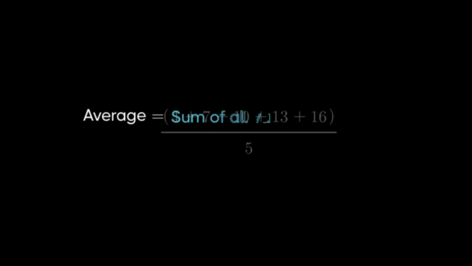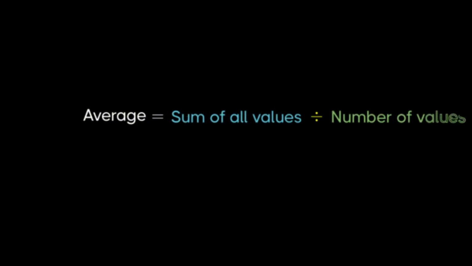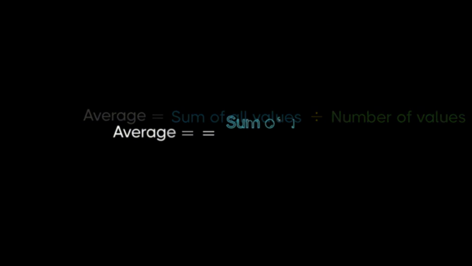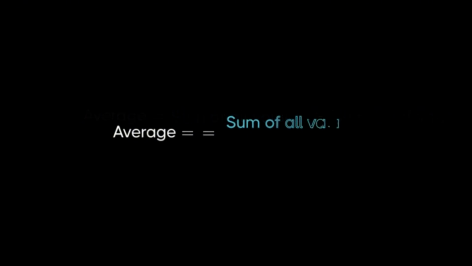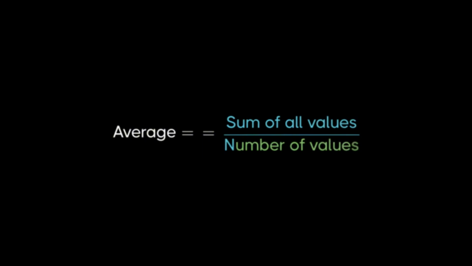Now let's express this calculation as a general formula that works for any set of numbers. The general formula states that the average equals the sum of all values divided by the number of values. The numerator in blue represents all our values added together, while the denominator in green represents the count of values we have. This formula is universal and applies to any set of numbers, not just our example.